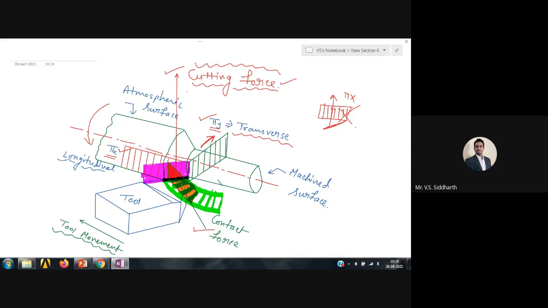Now, can you see that these two forces, the contact force and the cutting force, are in those two planes? So for that purpose, we bring into the picture one more reference system, which is known as the tool reference system.